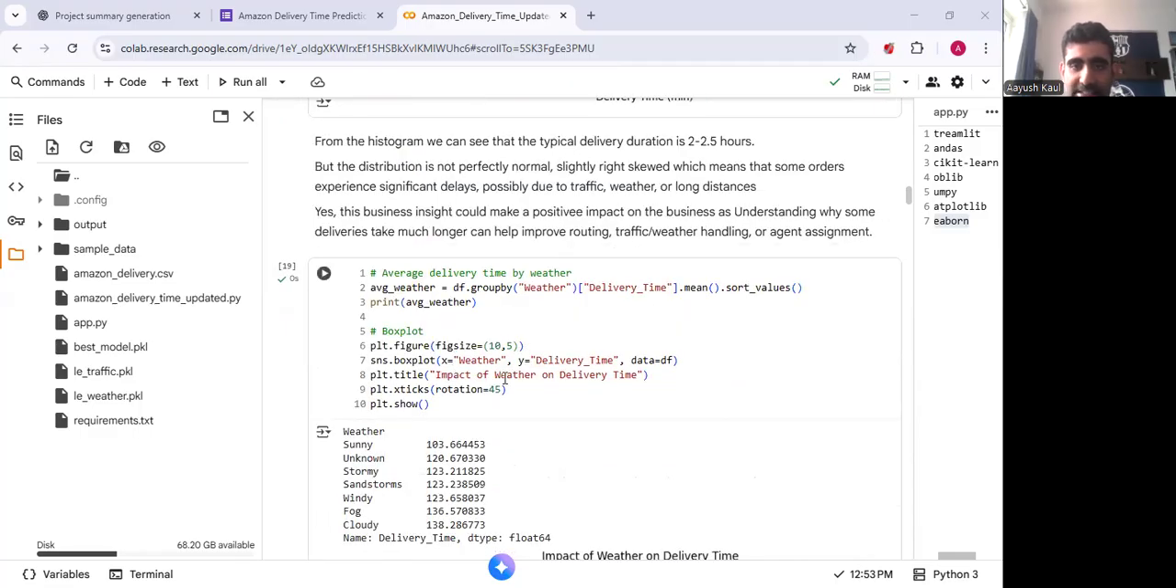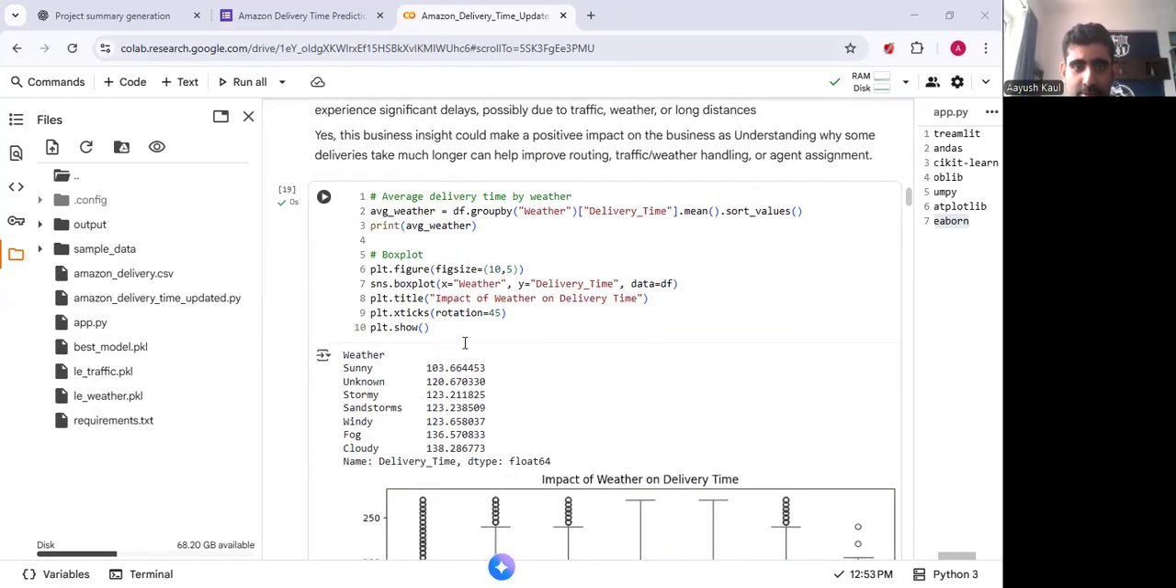From this histogram, we can see that the typical delivery duration is 2 to 2.5 hours, but the distribution is not perfectly normal. It is slightly right skewed, which means that some orders experienced significant delays, possibly due to traffic, weather, or long distances. Yes, this business insight could make a positive impact on the business, as understanding why some deliveries take much longer can help improve routing, traffic or weather handling, or agent assignment.